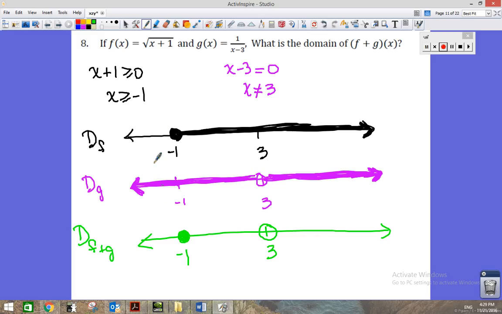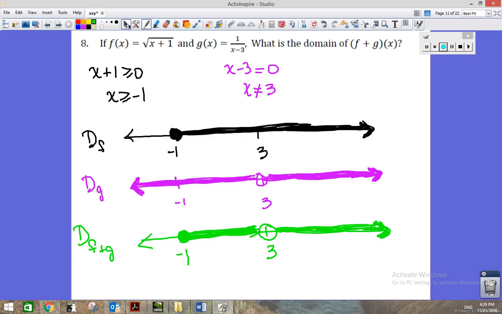To the left of negative 1 is not in both sets, so it will not be in here. But numbers that are between negative 1 and positive 3 are in both sets, so they will be in the intersection. And numbers bigger than 3 are in both of these sets. So if it's in here and it's in here, it'll be in the intersection. That's that idea of "and".